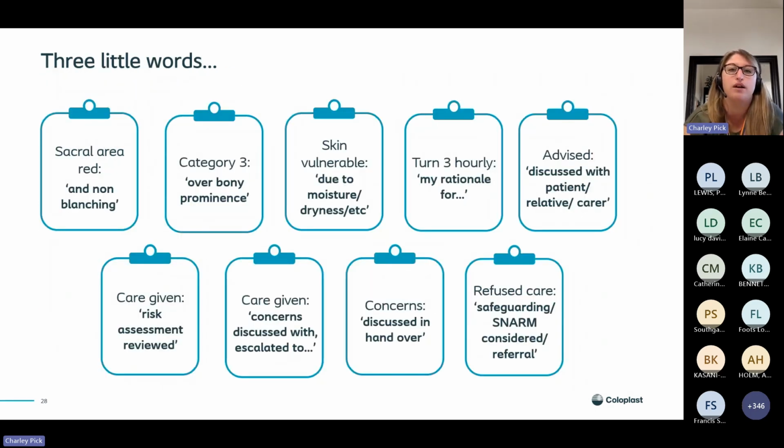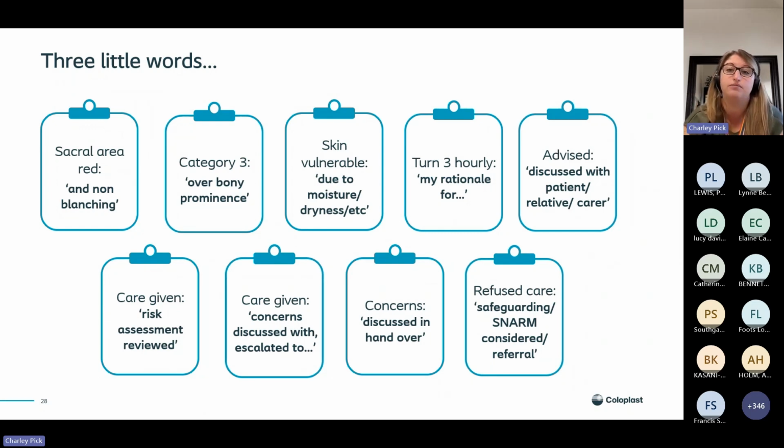Add 3 little words, and 3 little words can make the world of difference. If you look at the first one, sacral area red, that doesn't tell you an awful lot. It tells you that that sacral area is red. But if you add and non-blanching, we know that we've got a category 1 pressure ulcer there. We also know that it's in the sacrum, around the sacral area, so we know the location, we know that it's red and non-blanching. So we know that we need to put something in place now to prevent that skin from breaking down any further.